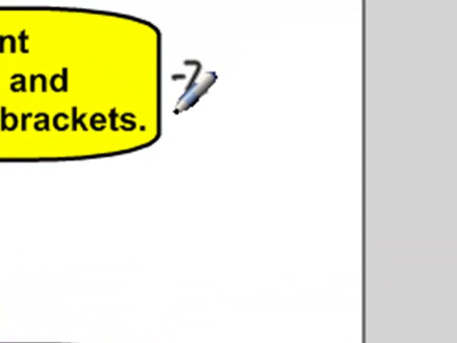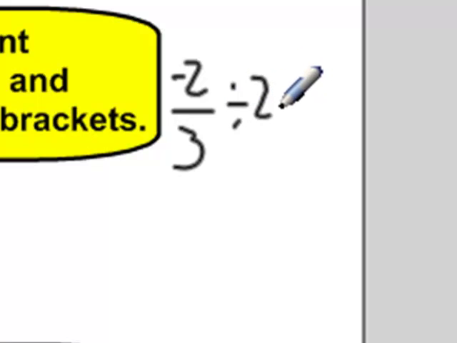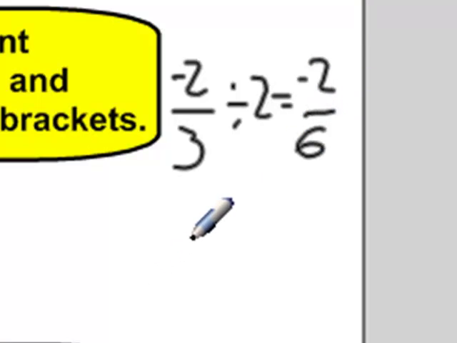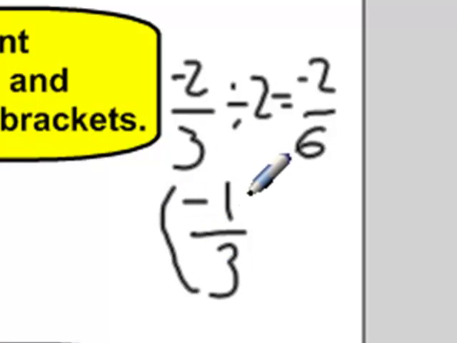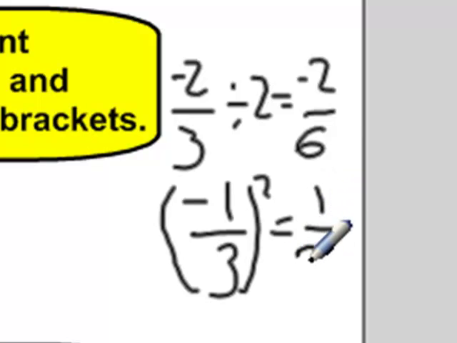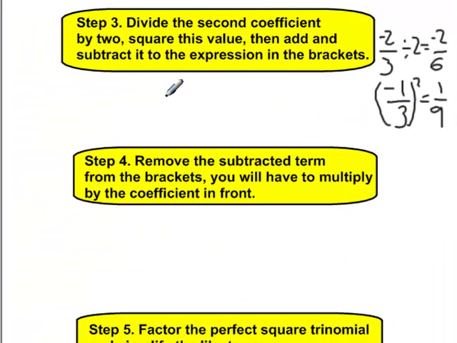Negative 2/3 divided by 2 is equal to negative 2/6, or negative 1/3 if we reduce. We now have to square this value, and we end up with positive 1/9. This is the value that I must add and subtract to the bracketed expression.